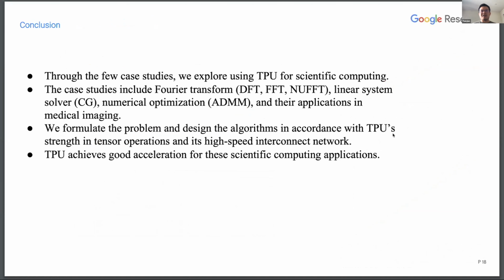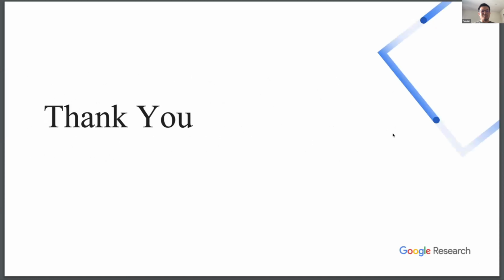That kind of concludes my talk. Through these few case studies, we are exploring using TPU for scientific computing applications. The applications consist of Fourier transforms, linear solver, ADMM, and their applications in medical imaging. We formulated the problem and designed an algorithm in accordance with TPU's strengths in tensor operations, and we do see TPU achieves good accelerations for these applications. That's all I have today. Thank you.